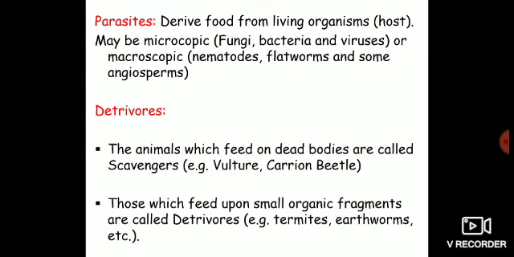And those organisms which feed upon small organic fragments. The small organic fragments, which is known as detritus, which is present in the soil, that detritus is eaten by some organisms which are known as detrivores, and the examples are termites, earthworms, etc.